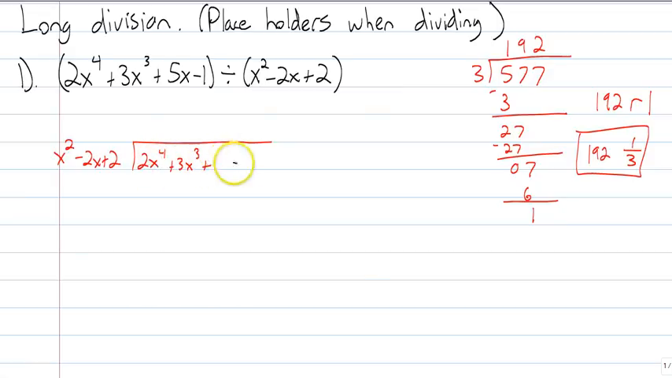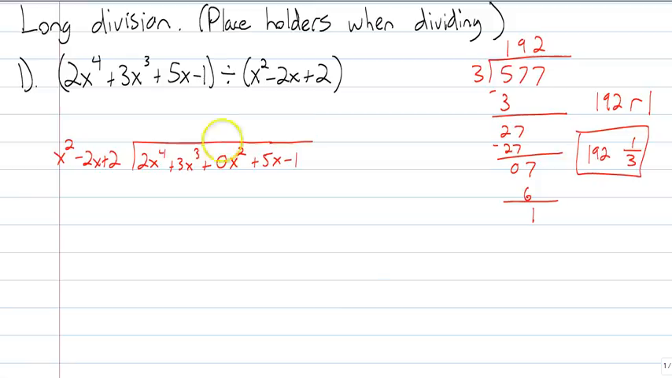Oh, got to be careful here. Notice how I said placeholders when dividing. Look up here. You have 2x to the 4th plus 3x cubed. What's my x squared term? There is none. Make sure you have one here. So 0x squared plus 5x minus 1. Because if you don't have that, you're going to have problems.